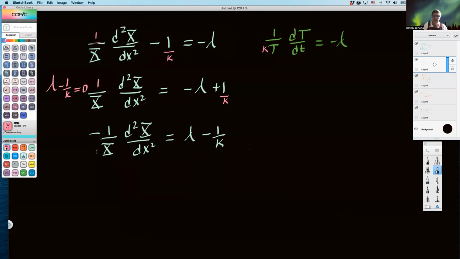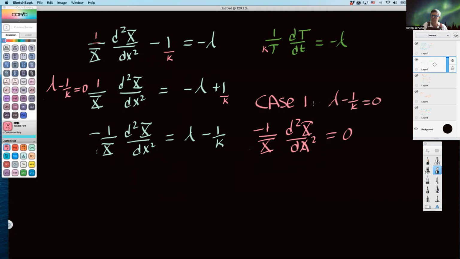So I'll keep pink for our first case, and this becomes minus 1 over X, D squared big X, D little x squared is equal to 0. This is case 1, right? Lambda minus 1 over K equals 0, right? Okay, so that equation is easy to solve, right, by separation and just integration. So basically I multiply both sides by X, and I can even do minus X, and I end up with just this equation, D squared big X, D little x squared equals 0.